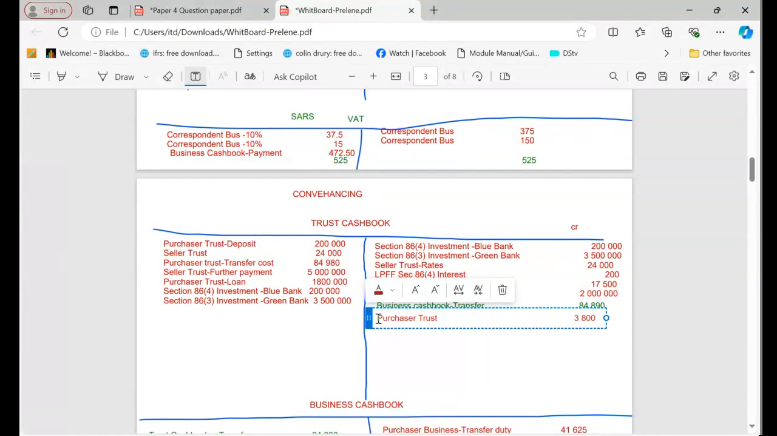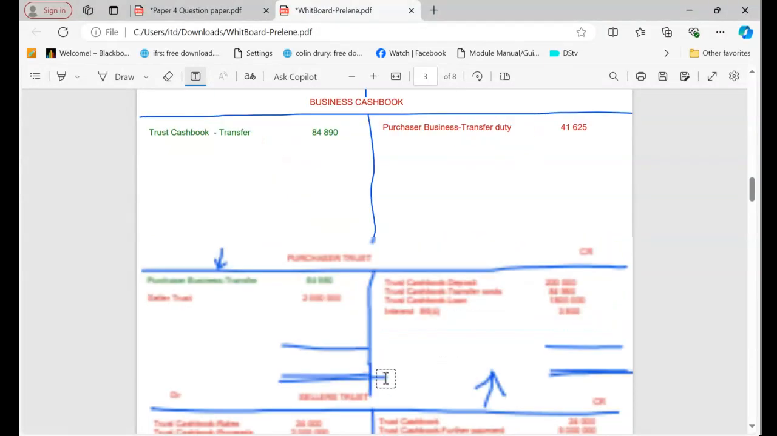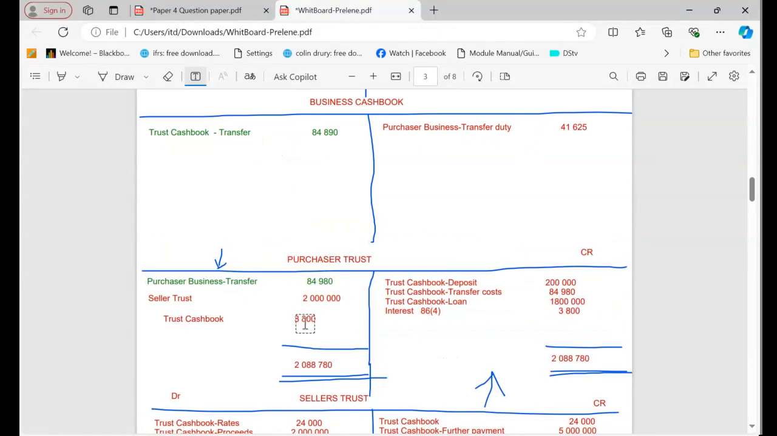This 3800 is known as? No, this is just the payment to the purchaser, what we owe him. Okay. We can just say settlement, maybe payment. Let me just say settlement. Okay, settlement. Usually we don't have to pay the purchaser anything because the purchaser is the one who is buying, né? The reason why we owe the purchaser in this case is the fact that we invested money and he earned.